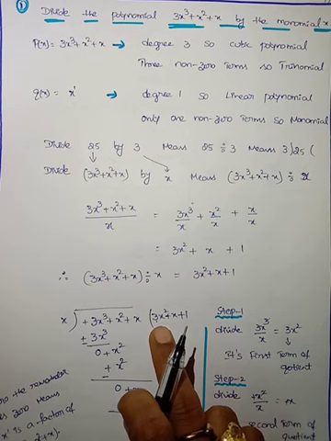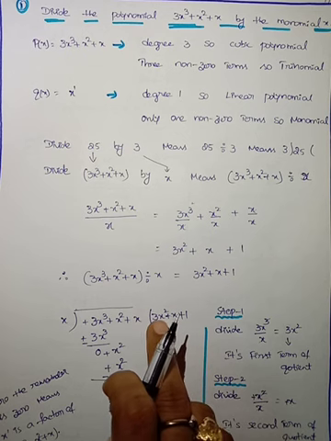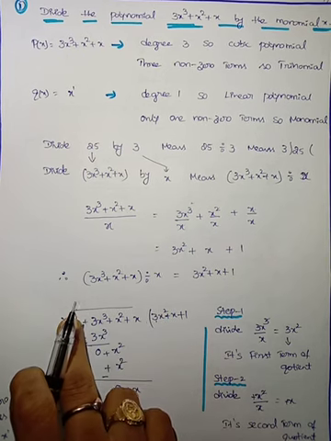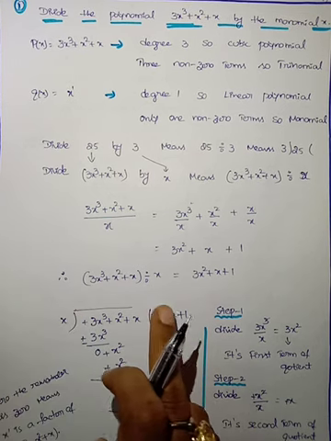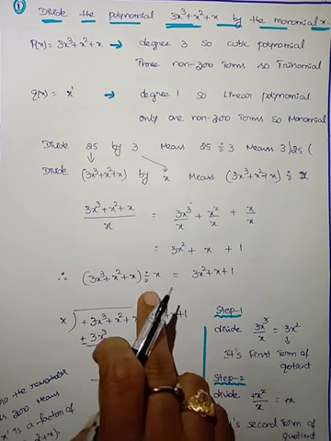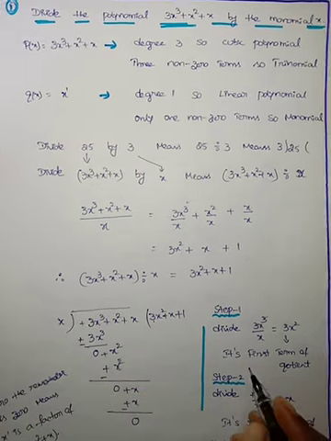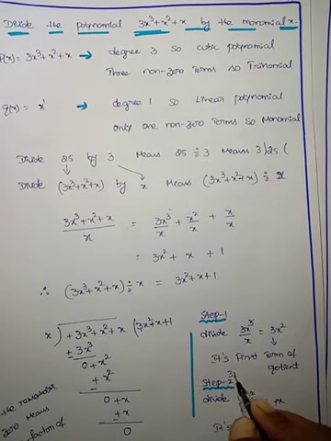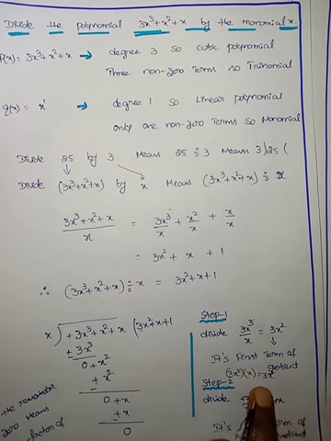Now what do you have to do? You have to multiply this 3x square with the divisor x. This first term of the quotient is multiplied with the divisor. Multiply with the divisor means 3x square into x, that is 3x cube.